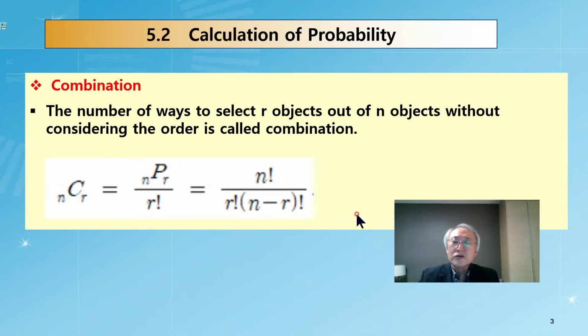Another important tool to calculate probability is combination. It is the number of ways to select r objects out of n objects without considering the order. This is important. Permutation considers order. Okay? Combination does not consider order after selection. That's the difference. Because of that, n combination r can be calculated from the permutation divided by r factorial.